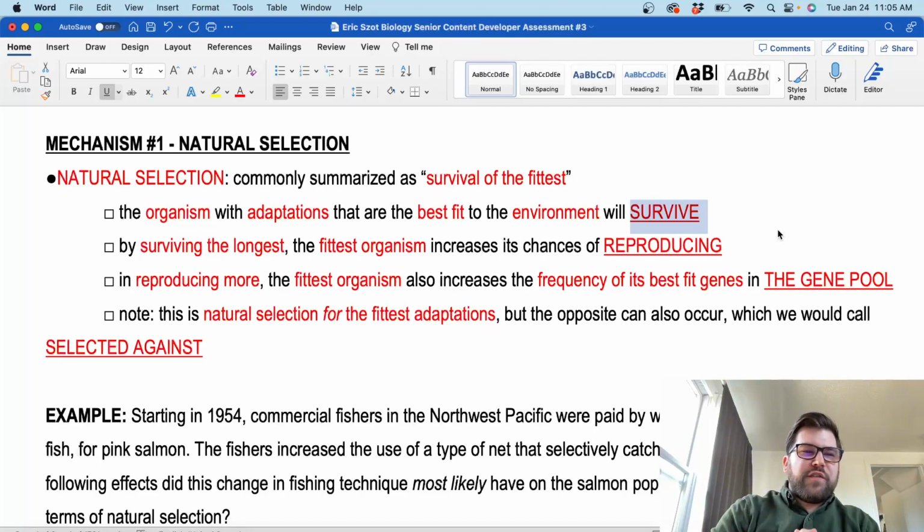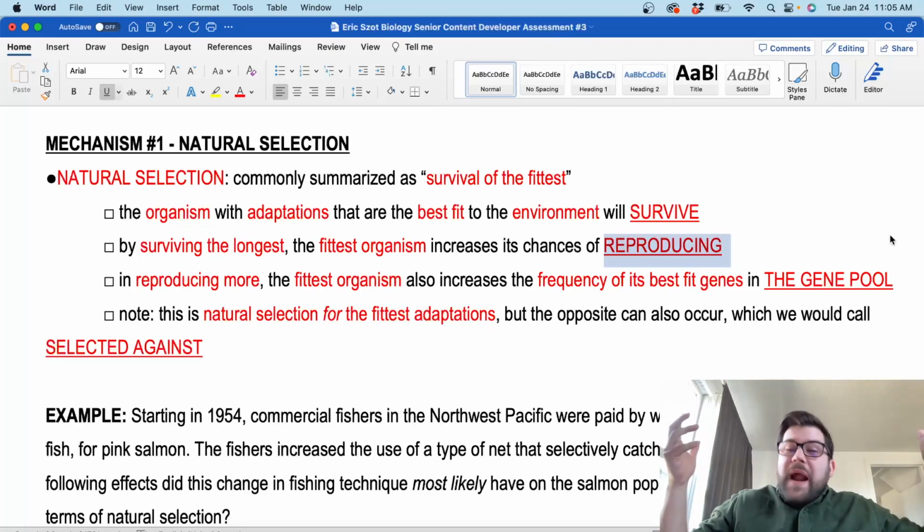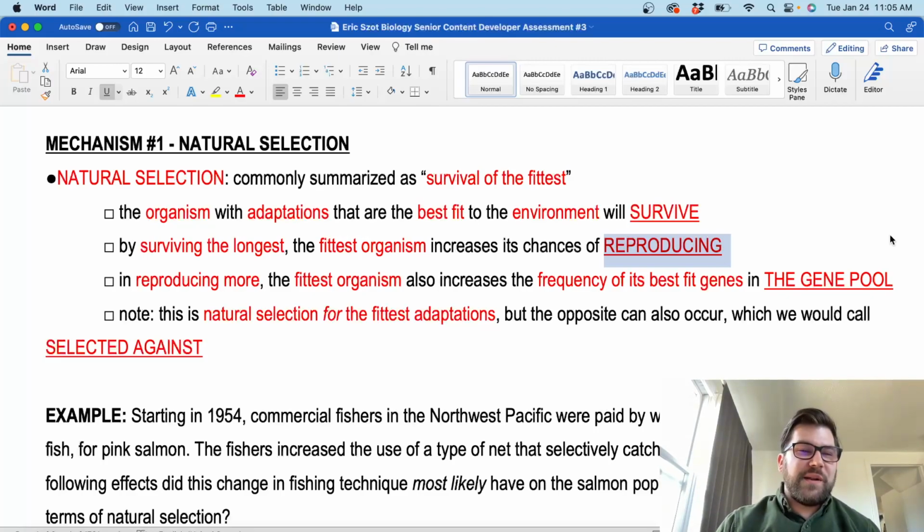You're going to be around for more reproductive cycles. You're going to have more chances to reproduce. So when you're a good fit, you're going to increase your chances of reproducing. Right? You're just around longer. You're more available. So if you're surviving for longer, odds are you're reproducing for longer. This is making you really fit. You're a really good fit for your environment. You'd be a very fit organism.